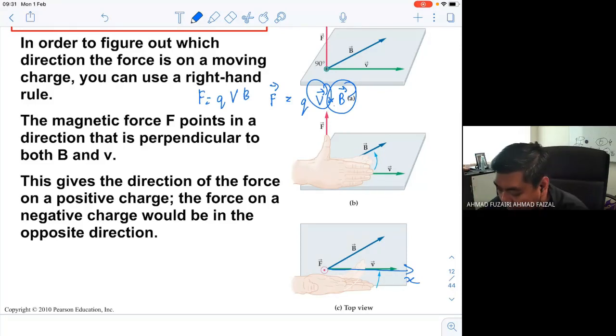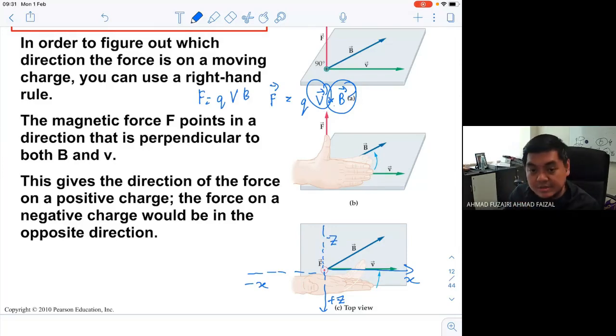Where is your negative X? It should be here. This is negative X. So to the front is what? Positive Z. And at the back of the positive side is negative Z. So this is what I'm saying. V crossing B is where you go from V to B, and the angle is here.